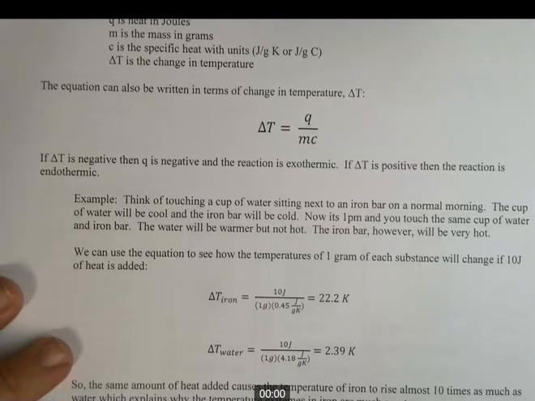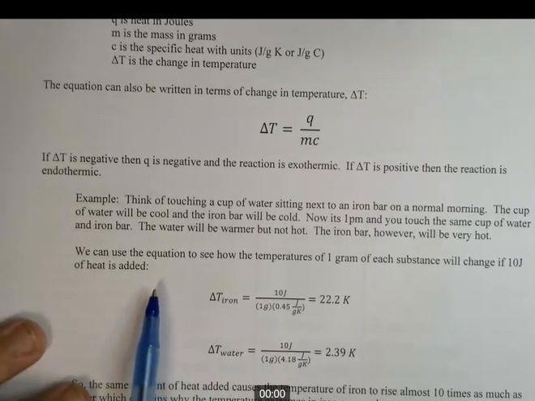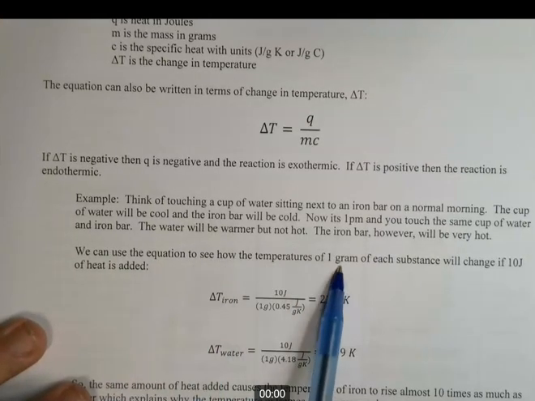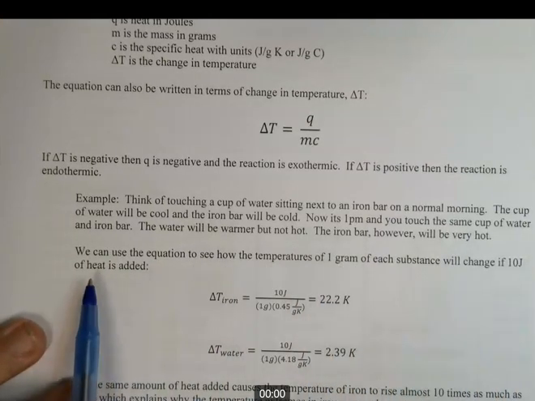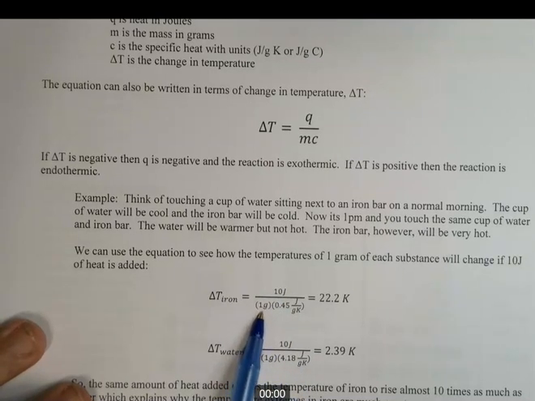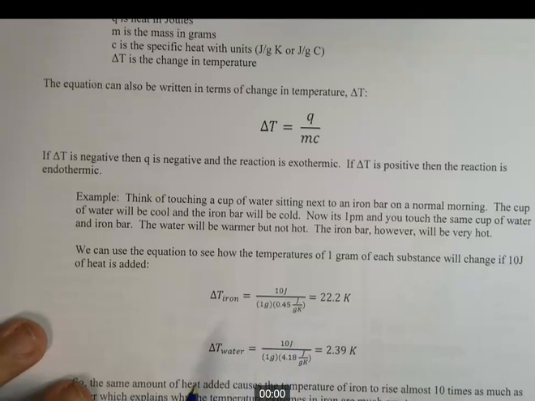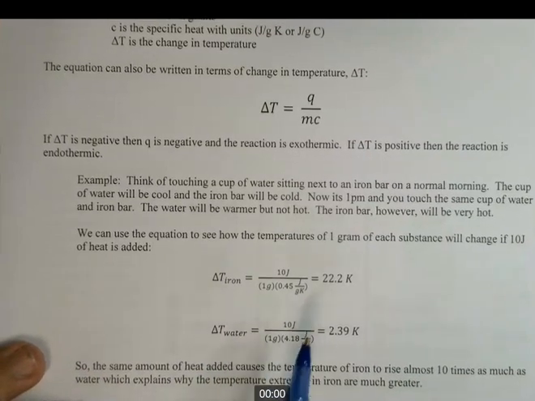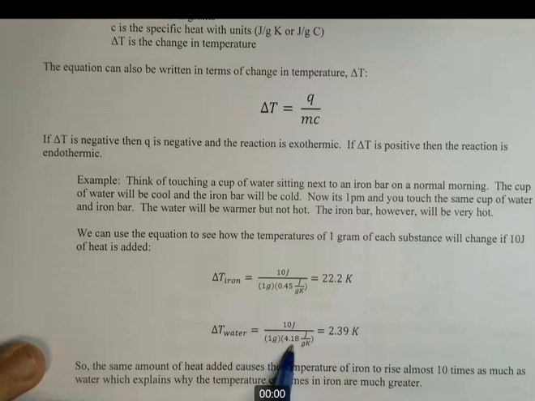So let's work an example here. We can use this equation to see how 1 gram of each of the substances will change if 10 joules of heat is added. So we've solved both of these equations for delta T. So if you put in 10 joules of heat into 1 gram of iron, iron has a specific heat of 0.45 joules per gram Kelvin, and we'll talk about the units of measure in more detail. So iron has a low specific heat compared to water, which has a specific heat about 10 times greater, 4.18.